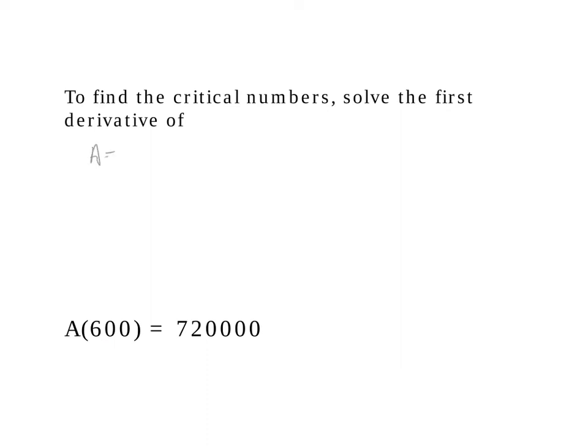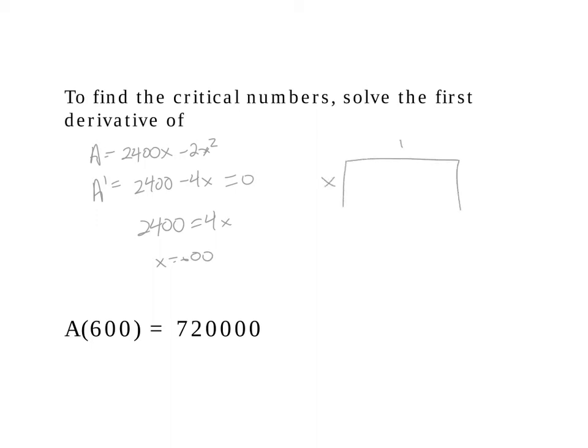So our equation was 2,400x minus 2x squared. We're trying to calculate a max or min, so we need to do the derivative. That would give us 2,400 minus 4x. Make that equation equal to 0, and when we solve it, you can see it works pretty easy. We get x equals 600. So if we went back to our original picture, we had x, y, and x. So we're getting an answer of 600 for the x distance, which means both sides would be 600.